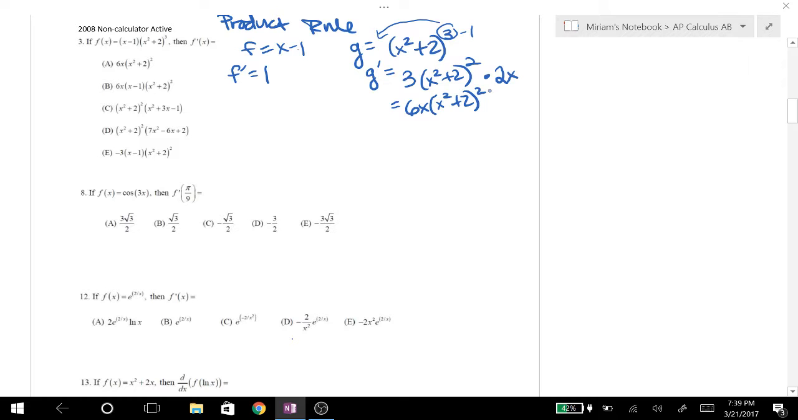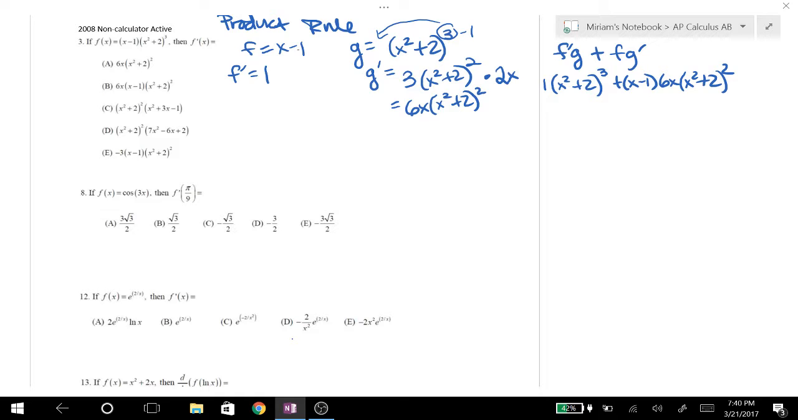Okay, time to put my information together into our formula, f prime g plus f g prime, following what I have here. F prime, if I look for it, it's 1. G is x squared plus 2 to the third. F is x minus 1. And g prime is 6x times x squared plus 2 squared. Now if I look at my multiple choice options, I don't see it right away. So I need to do a little bit of manipulation, make sure that I have it right.